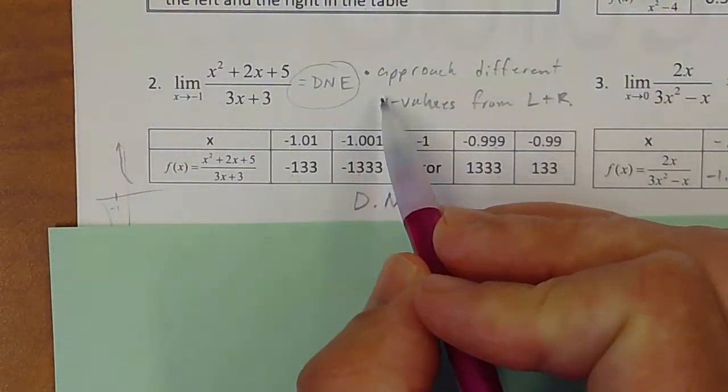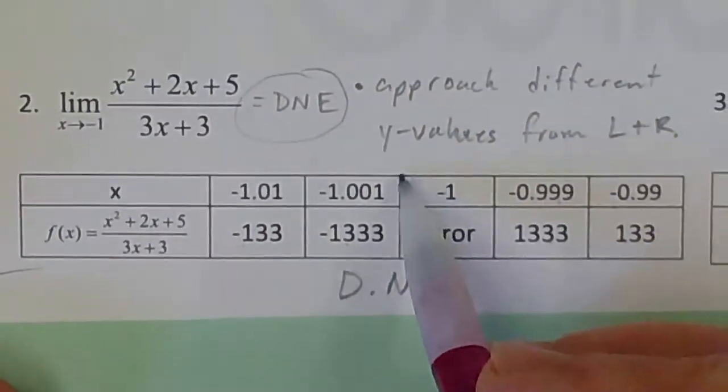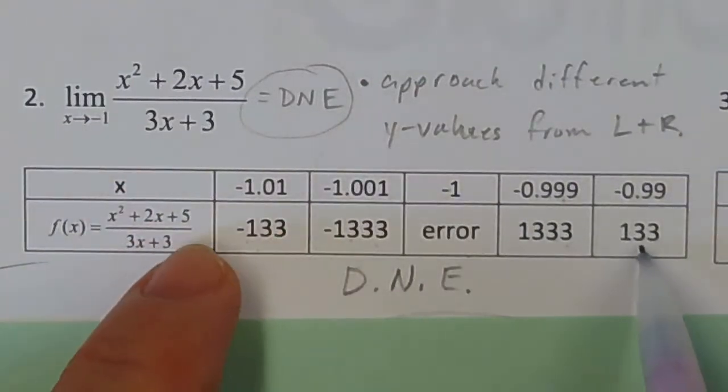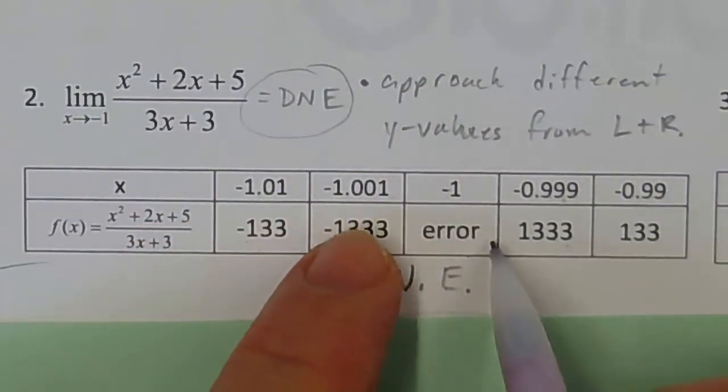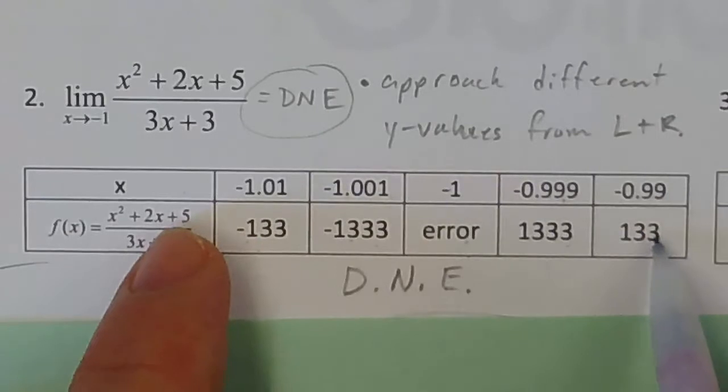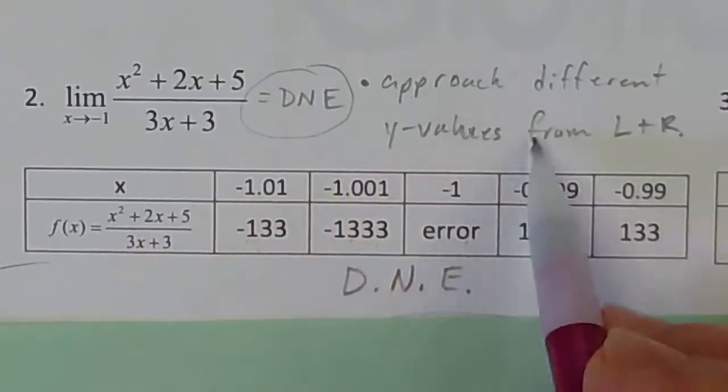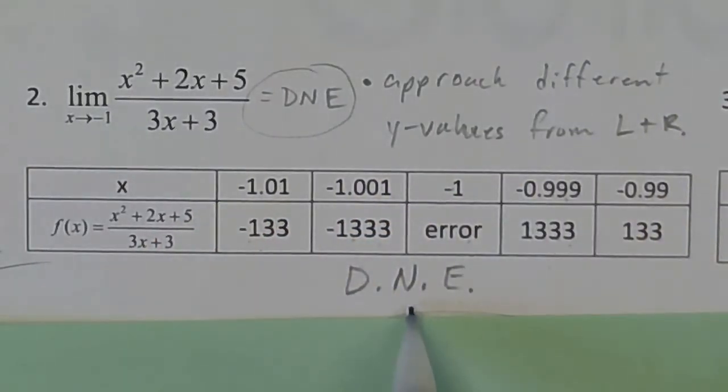I made a little note if you want to. They approach different y values. From the left and right, they're not converging on the same number like it did in number 1. So if they're not converging on the same number, our answer is does not exist. DNE for short will be fine.